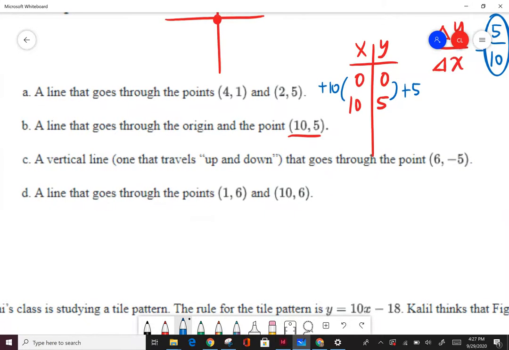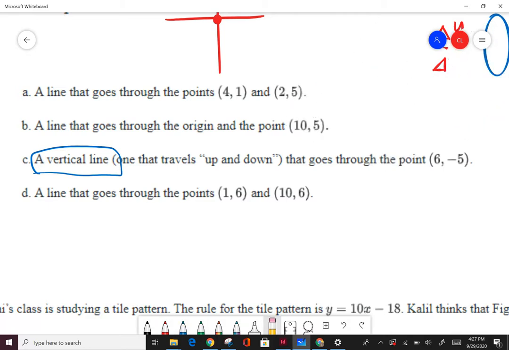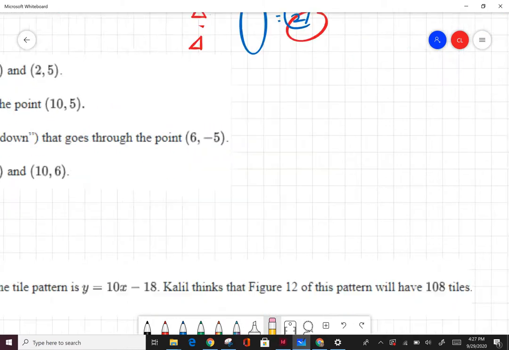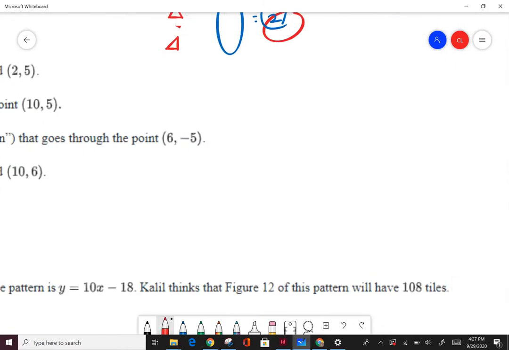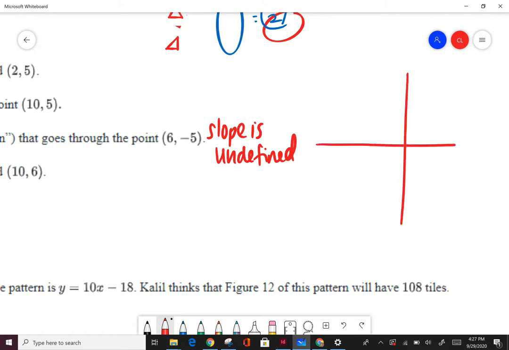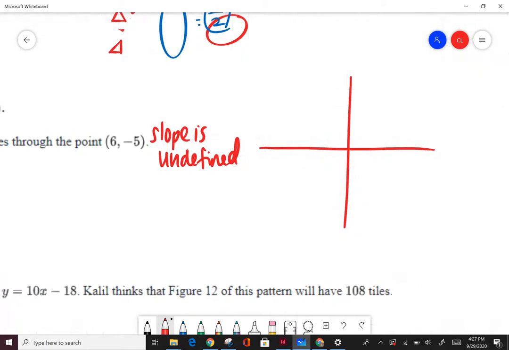Okay. Next one, C, a vertical line, one that travels up and down and goes through the point 6, -5. I already know vertical lines do not have a valid slope. Remember how it's undefined, and I'll show you why our slope is undefined. So slope is undefined. And the reason why is because if I were to graph it, I know we're not supposed to, but I'm just going to show it. If I go over right 6, 1, 2, 3, 4, 5, 6, and down 5, 1, 2, 3, 4, 5, here's my point. And I know I have a vertical line.